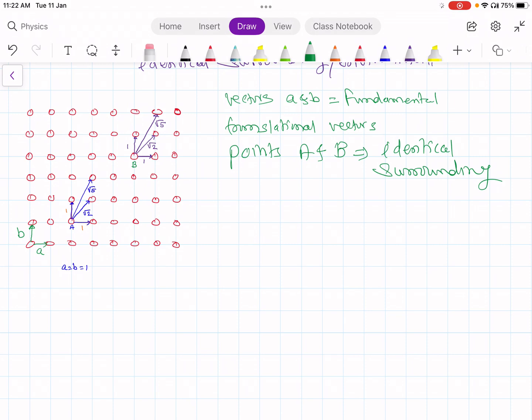And similarly for all other points. So you can say that whatever I have drawn is a two-dimensional space lattice. This is a two-dimensional space lattice because we showed mathematically that these points have identical surroundings. If the points have identical surroundings, then those points are called lattice points, and that is the space lattice.